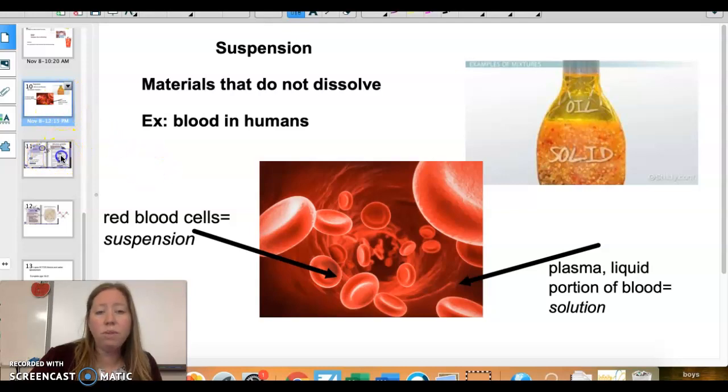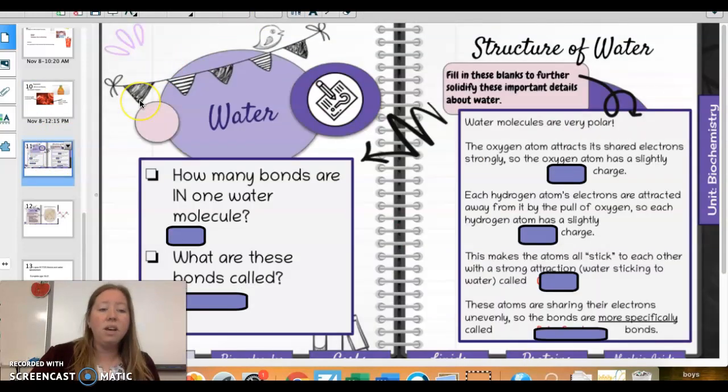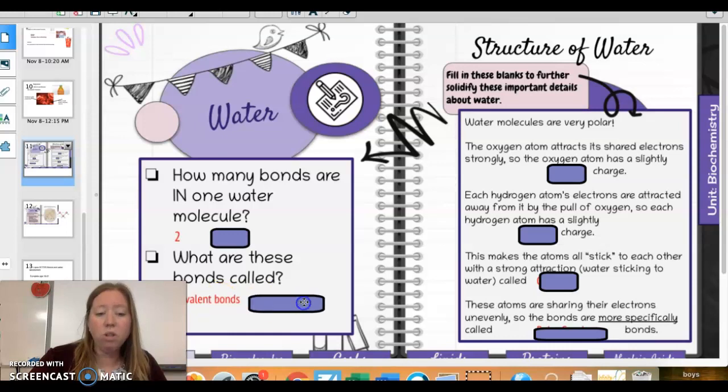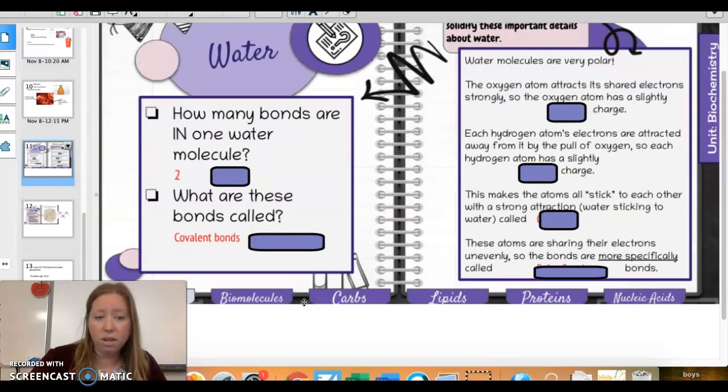Let's go through and review in your slide. This was slide 12, answering those questions as review. It says, how many atoms are in one water molecule? And the next question, how many bonds are in one water molecule? That would have been 2. What are these bonds called? Those bonds are called covalent bonds. They're sharing electrons. They're not sharing equally, but they are sharing electrons.